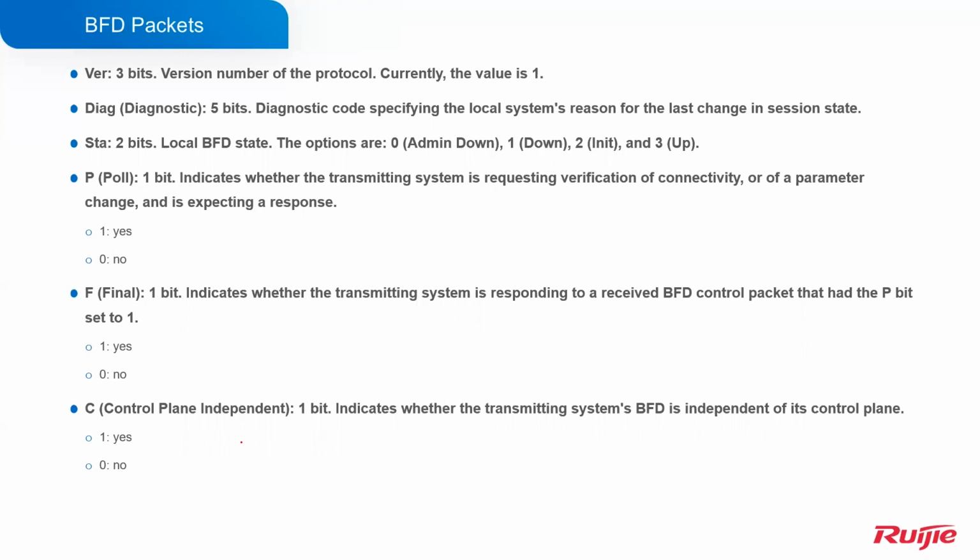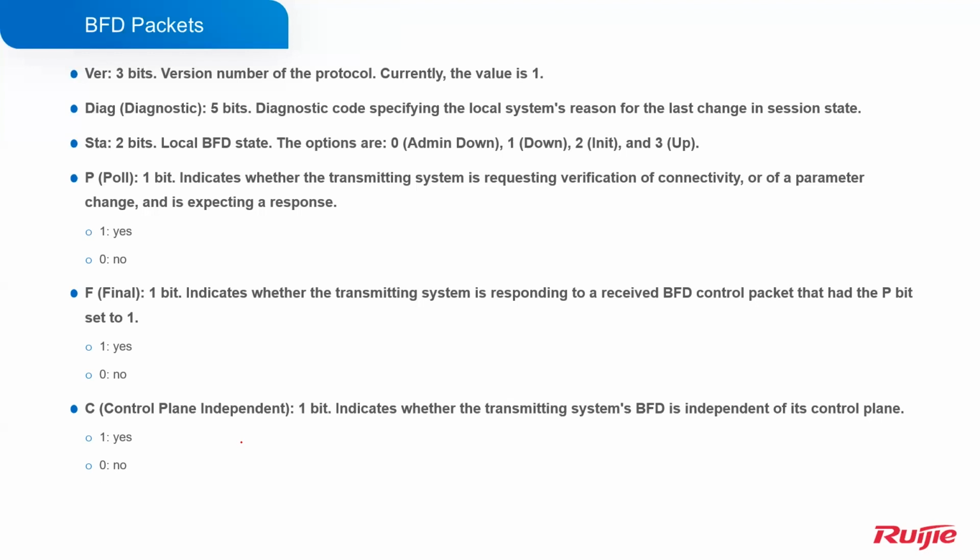Then STA is a state. It represents the local BFD states, and the options could be 0, 1, 2, 3. It represents different states. And the next bit, P, is 1 bit, indicates whether the transmitting system is requesting verification of connectivity or of a parameter change and is expecting a response. Since the length is 1 bit, the value could only be 0 or 1. If it's 1, it means yes. If it's 0, it means no.